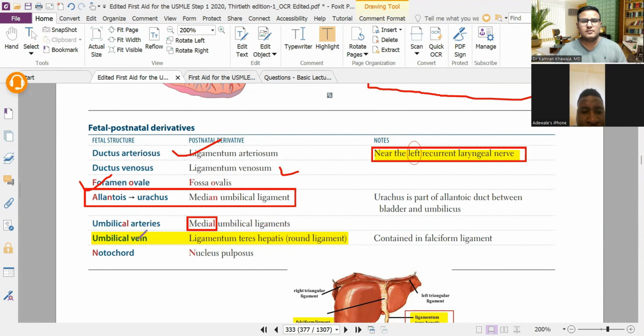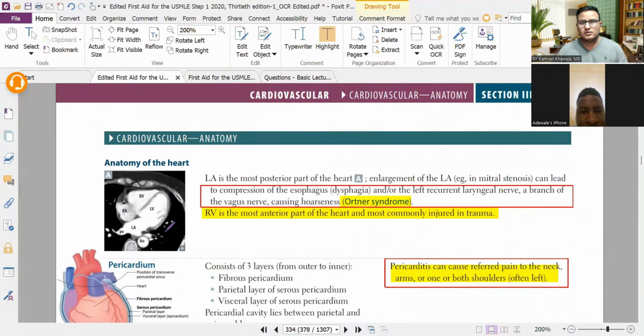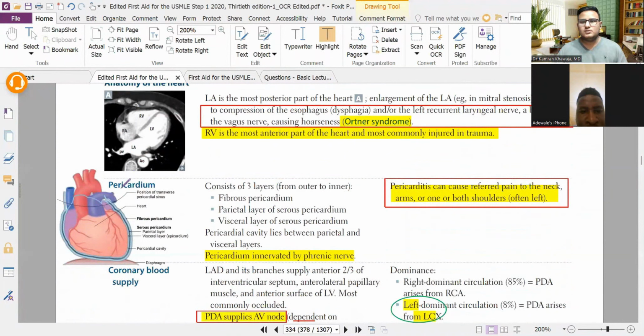Okay, umbilical vein makes ligamentum teres hepatis, which is round ligament of liver. You can see there, this is ligamentum teres hepatis. It is a round ligament which is made by umbilical vein. It is not important at this point. Okay, so now we have all the structures.